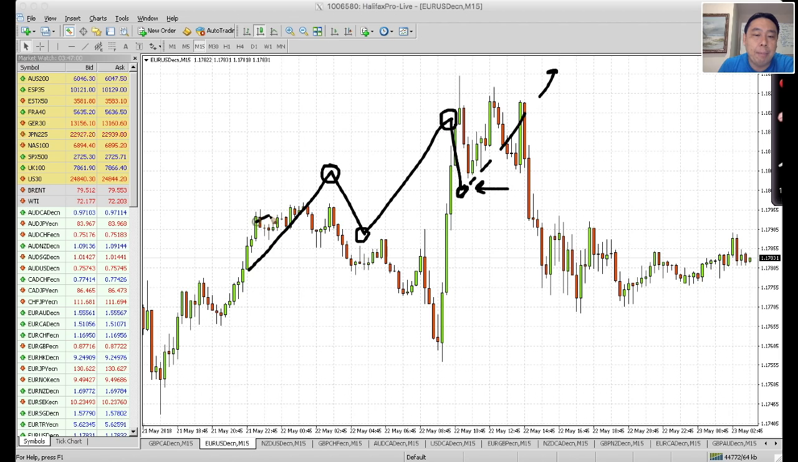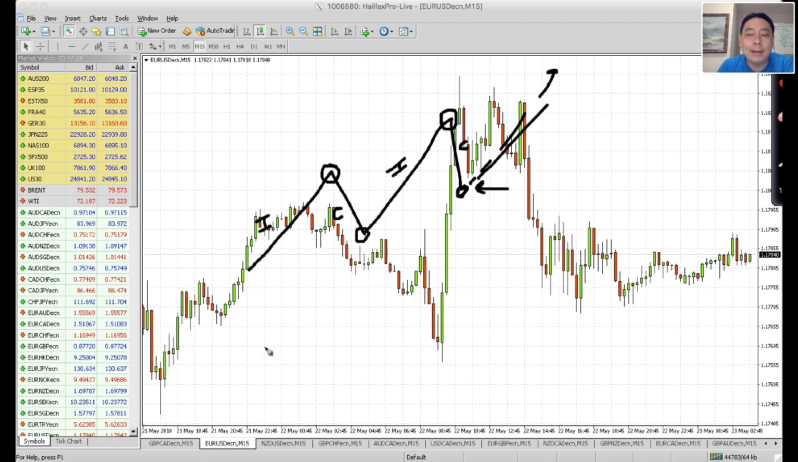So this is known as the impulsive wave. The impulsive wave is the wave in the direction of the trend. So there's impulsive wave, there's a corrective wave, impulsive wave, corrective wave, and it continues on. So we always want to identify impulse, correction, and enter on the correction to ride the rest of the trend up.